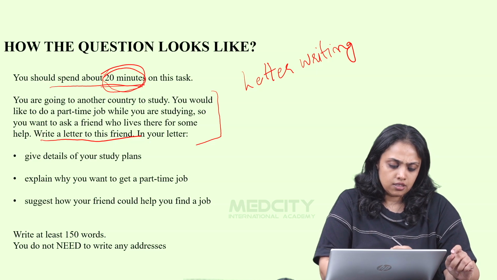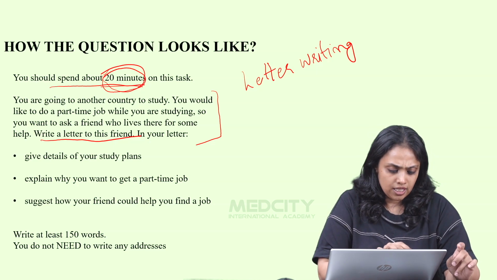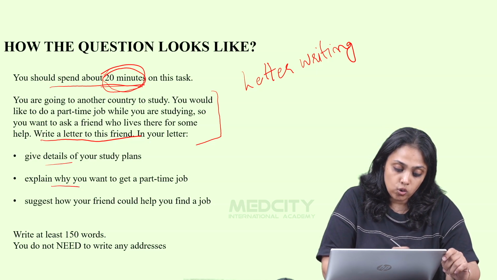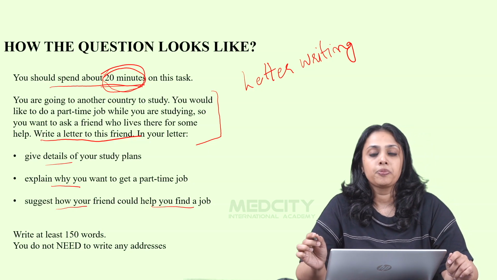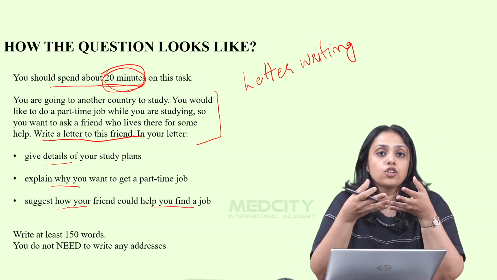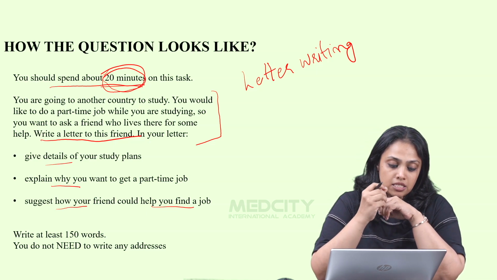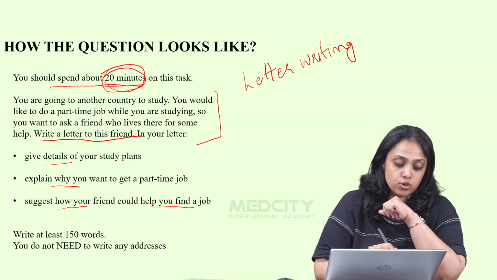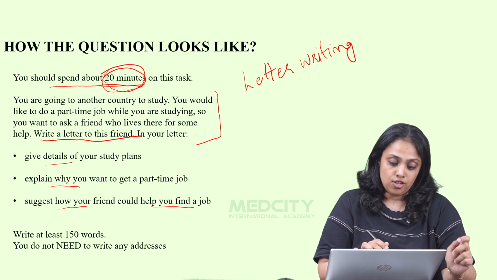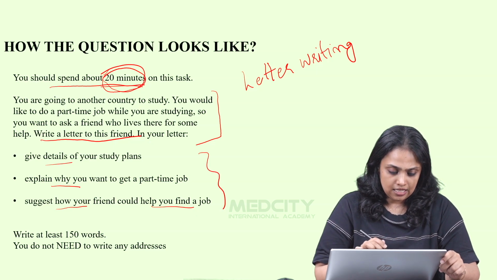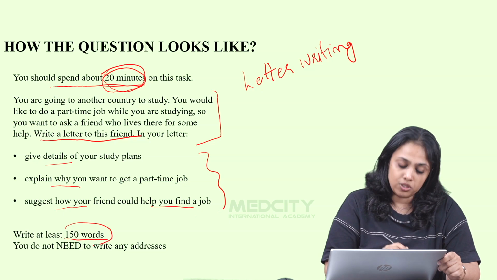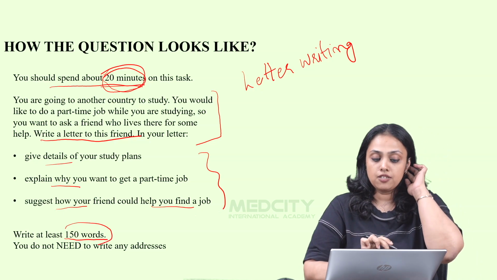Now you can see 3 bullet points here. Now what are they? Give details of your study plans. Explain why you want to get a part-time job. Suggest how your friend could help you find a job. Which means that it's not just the scenario or the context that is given to you, but clues on how to expand or build the letter have also been included in the prompt. So I guess that should be an easy task. Then write at least 150 words, which means that the word count is also specified.